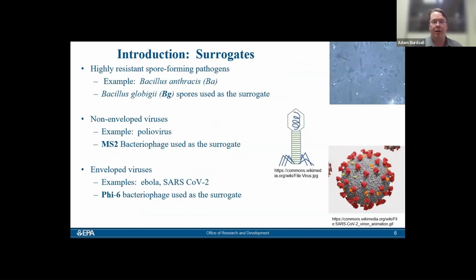So now I'd like to introduce to you our surrogates. These are organisms that have some similarities to pathogens, but are not dangerous to humans, so that we can use them as stand-ins or substitutes with less risk of infection.